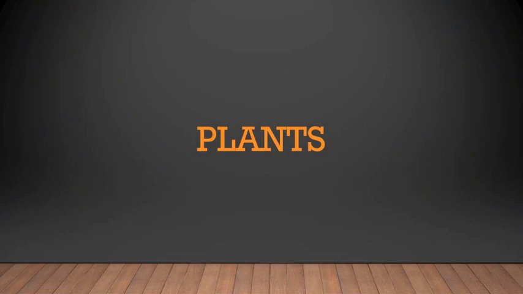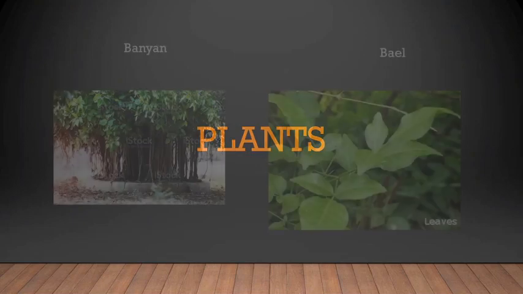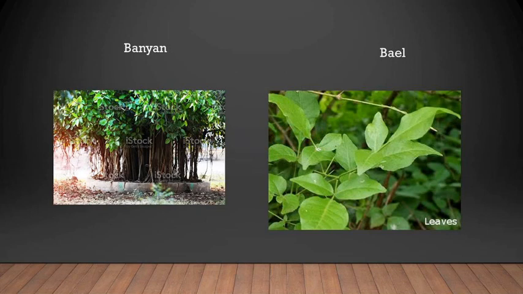The plants first. The picture that you could see on your left is the banyan tree, which is a very common tree, Vattavriksha. The picture on your right is called the bale tree, which is called bale in the Indian language as well.